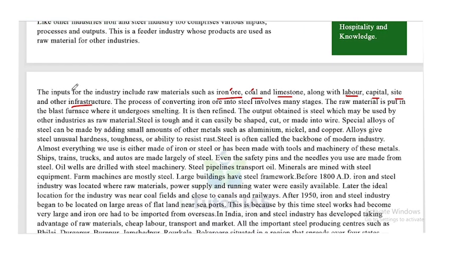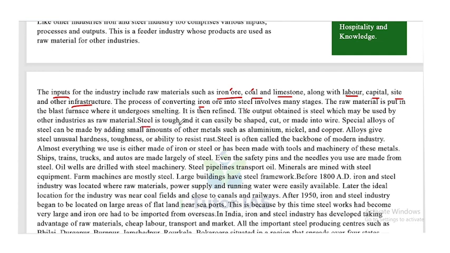Now, what is the process? This is the input. Okay, now what is the process? The process of converting iron ore into steel involves many stages. The raw material is put in the blast furnace where it undergoes melting. Then it is refined. The output obtained is steel, which may be used by other industries as raw material. Okay, so the process is converting iron ore into steel, and that involves many stages. The raw material is first put in the blast furnace, then it undergoes melting, then it is refined, and the output, that is steel, is again used for many other industries as raw material.